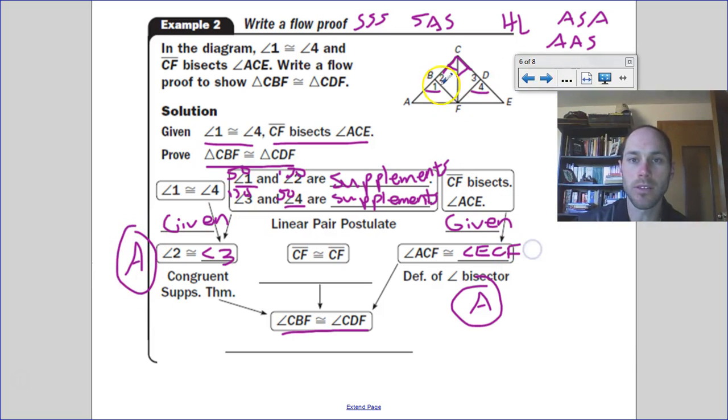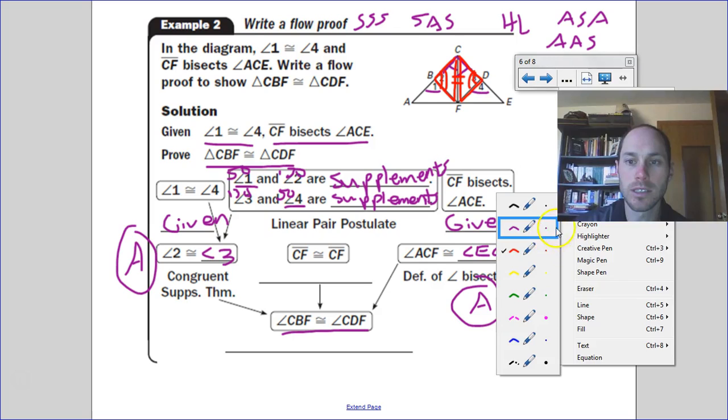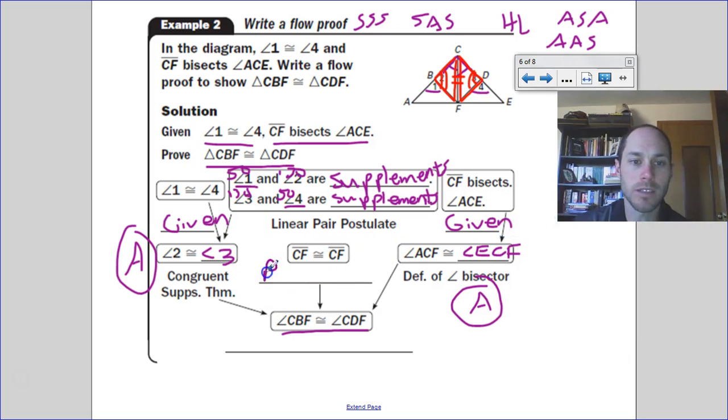So now we just need to find either another side or another angle. So I know 2 is the same as 3. We're trying to prove these two triangles congruent, CBF and CDF. The other thing I noticed in those triangles is they share this side, CF. That side is shared in both triangles, and that's the reflexive property. CF is congruent to CF. So that gives us a side, and that's one of the criteria that I need.